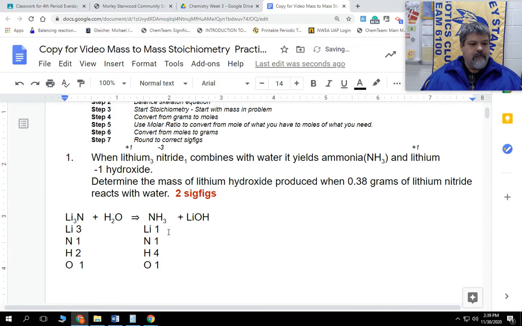So now we have to make them balance. I don't care how we do it. I like to say water to the end, because I know that if it's in a 2-to-1 ratio, we're going to be good with that. So let's go ahead and do that. Let's start right off with the top one of lithium. I have a 3 on this side. I only have 1 over here, so I need to change the coefficient to a 3 to make sure that I have 3 right here.